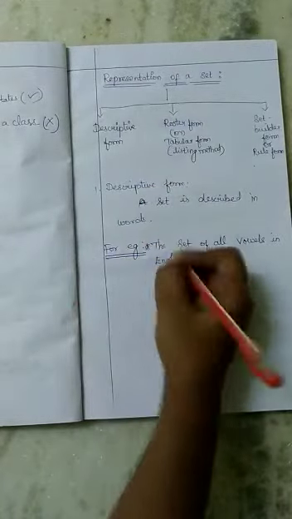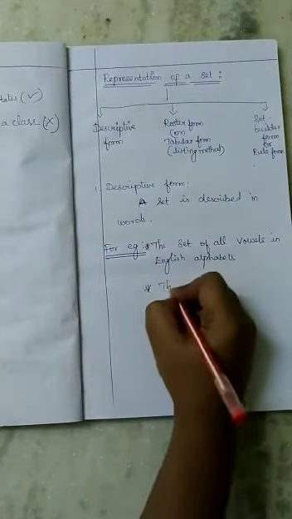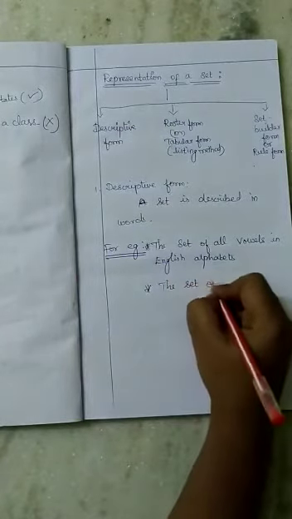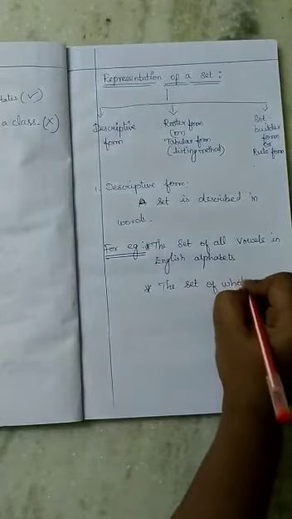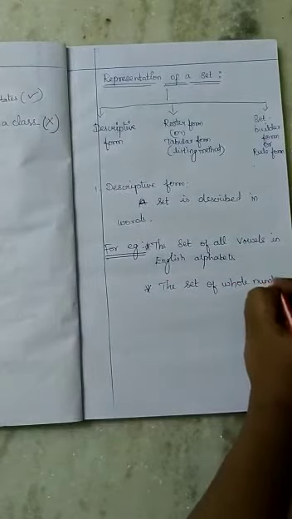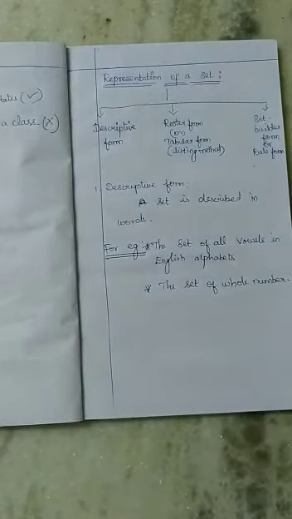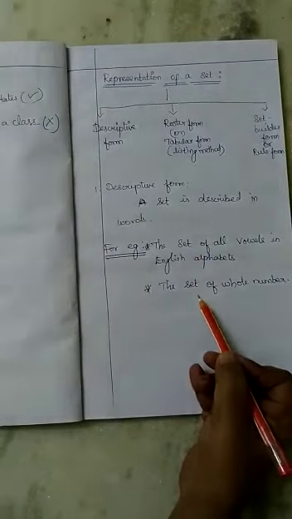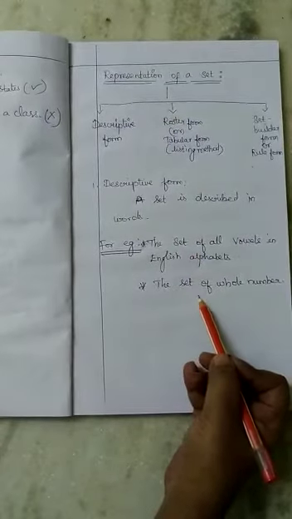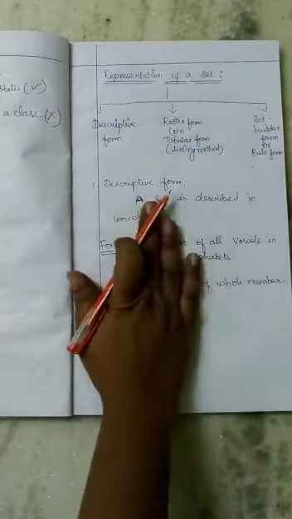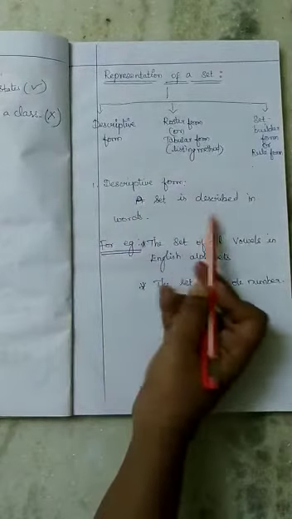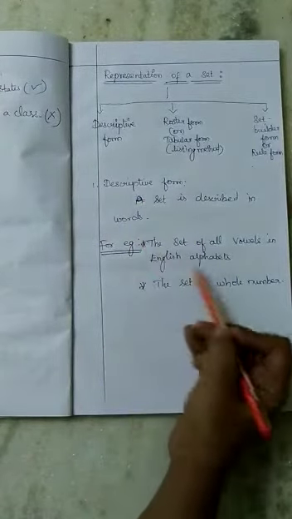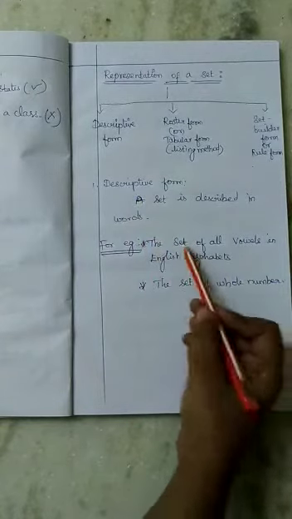Another example. The set of whole numbers. We could write it another way also: the whole numbers start with 0, 1, 2, 3, 4, 5, 6 like that. But instead of that, I am using words for describing the set. Yes, good. The first form is descriptive form. A set is described in words. This is the descriptive form method.